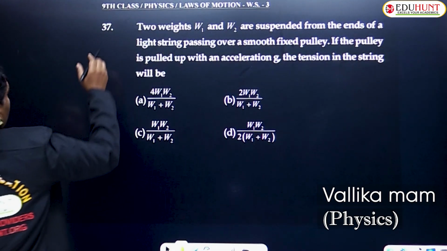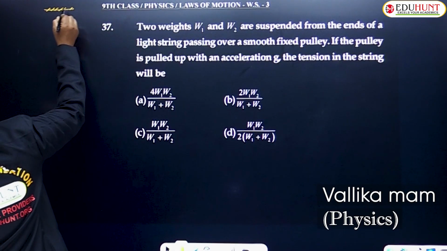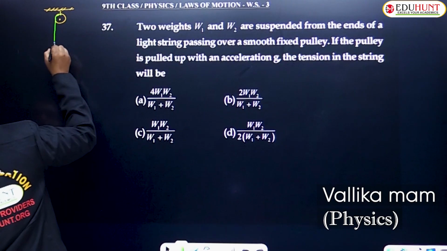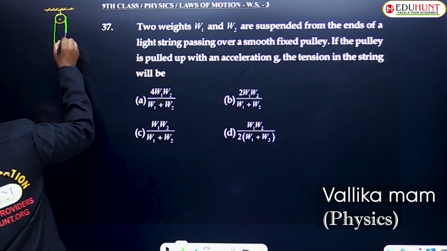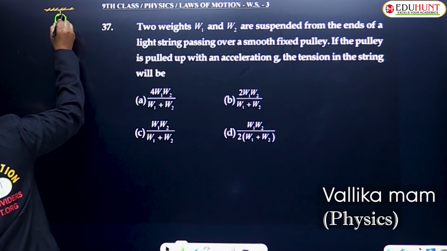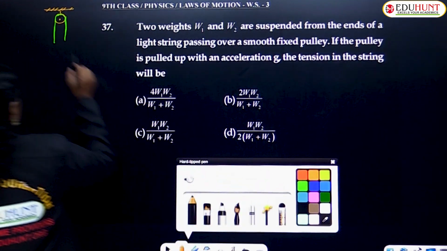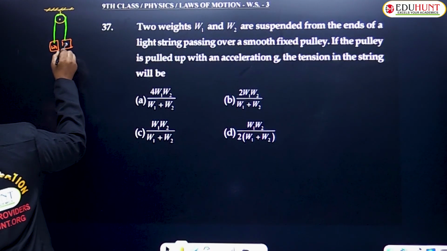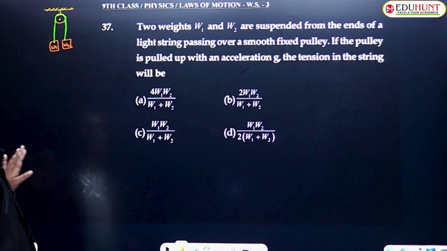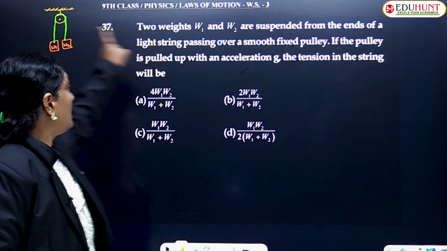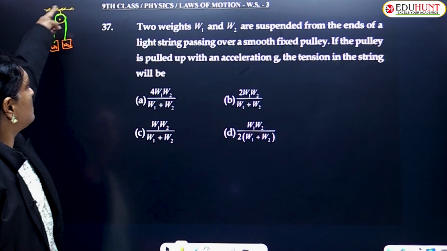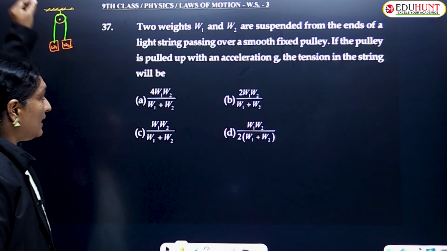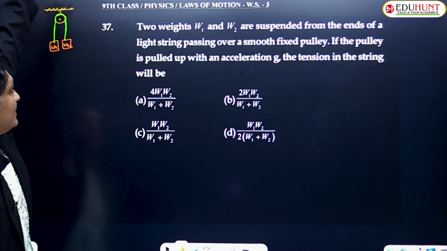So here a pulley is there, to which two light strings are attached like this, and to the ends of these two light strings, two weights are being attached. So this is weight 1, say W1, and this is some weight 2, that is W2. Okay, so this is what is being given in the numerical. Two weights W1 and W2 are suspended from the ends of a light string passing over a smooth fixed pulley. If the pulley is pulled up, the pulley is this thing, children. So the pulley is being pulled up.